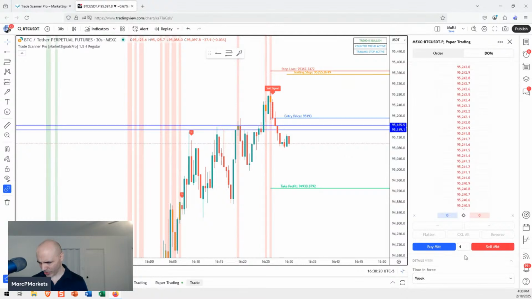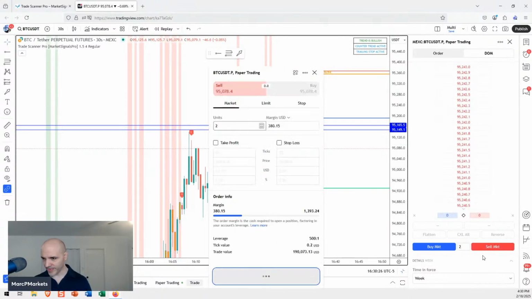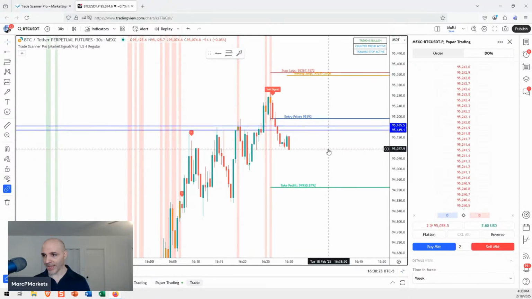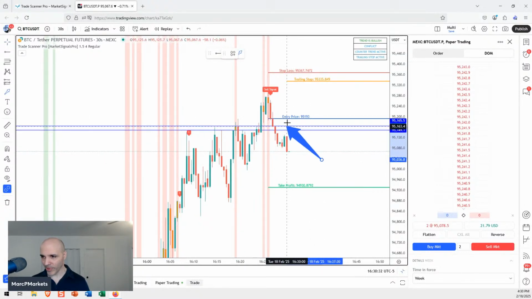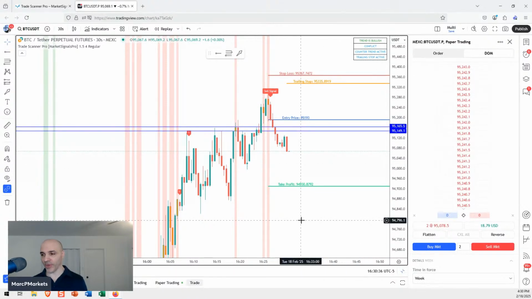I may try this. How many contracts do I have there? 4. I don't want to take 4. All right, I'm going to take 2 on that lower high. This is, by the way, way below the entry price, but that's why I went a little. I'm going in with 2. Let's see what happens.